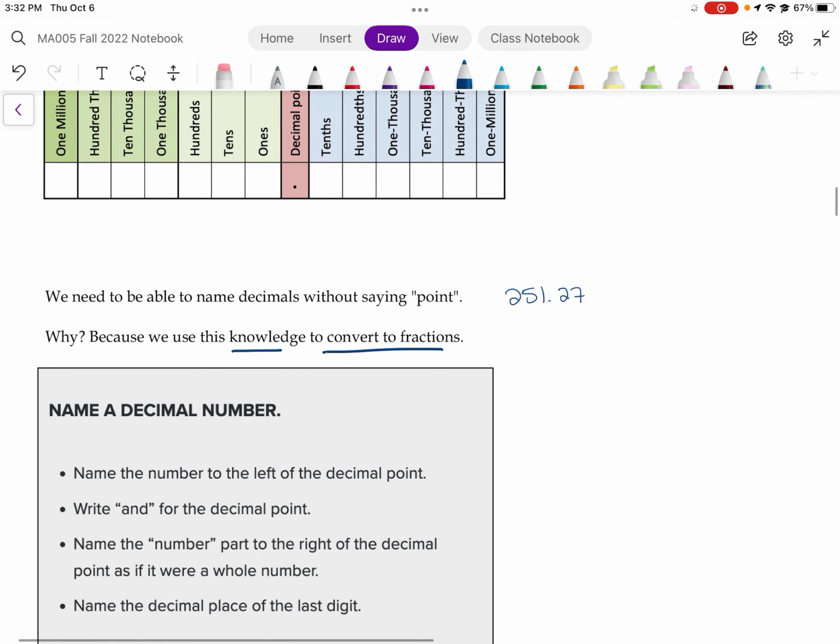What you're going to do is name the number to the left of the point, just like you always have, like 251. We're going to say "and" for the decimal point. Try not to say "and" anywhere else, like I just accidentally did. 251, we say "and" when we see the decimal point. Then we name the number part to the right of the decimal as if it were a whole number, so this would be 27. Then you name the decimal place of the last digit. That's the hundredths place. So this would be 251 and 27 hundredths. We're going to use that chart up above to figure that out.